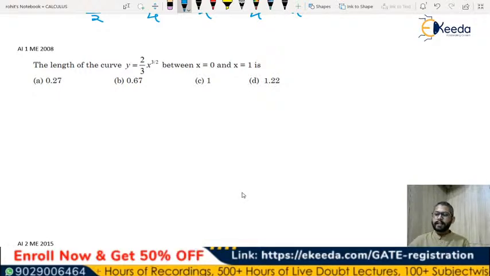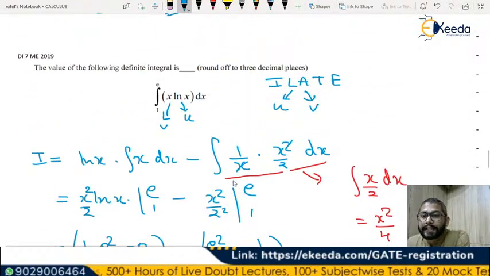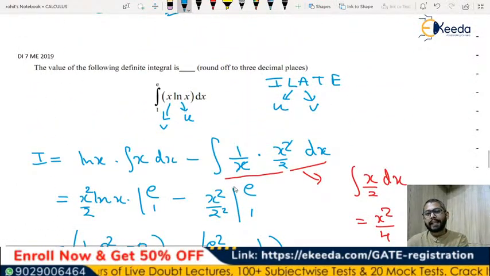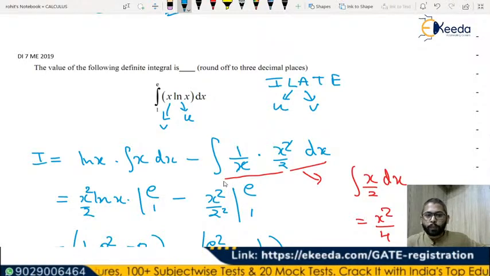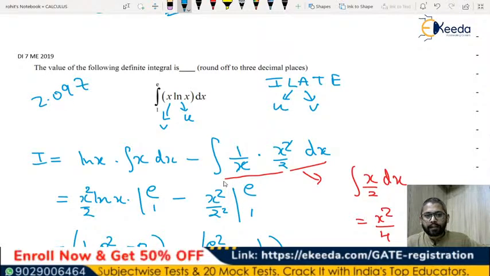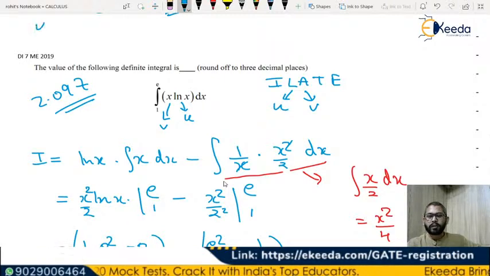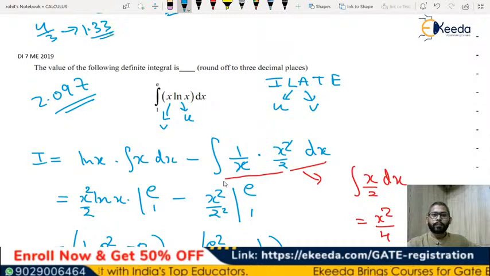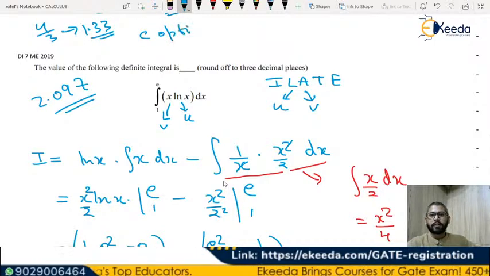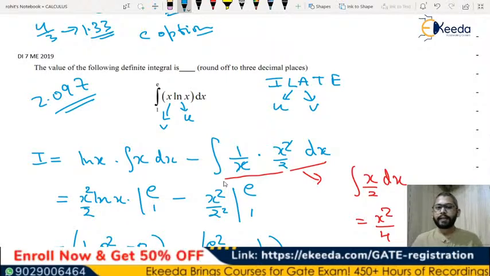Yes, 1.33 is for the previous one. This one, x ln x, from 1 to e, you will get 2.097. Fine. 1.33 was for the previous one, that is 4 by 3, option C. That is done. This one, it is 2.097.